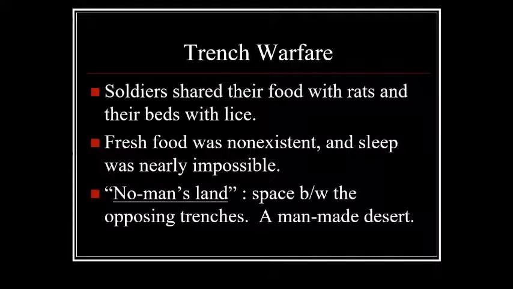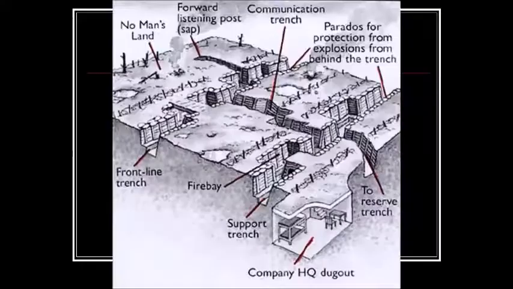And between the two different trench lines, the Allies and the Central Powers, is no man's land. And it's called that because it was expected no one could survive out there if they got caught out there by themselves. All right, it's just a crater-filled stretch of mud and blood and nastiness that you just don't want to get caught in.